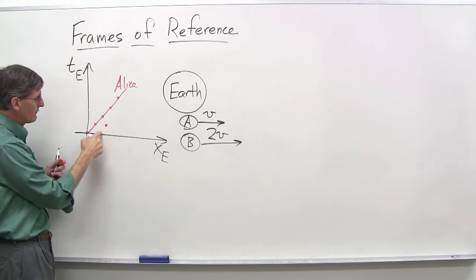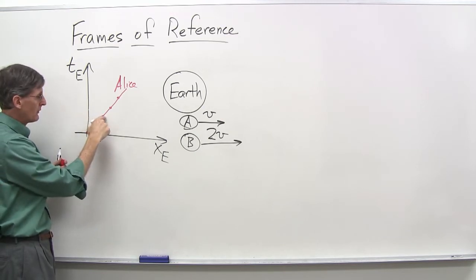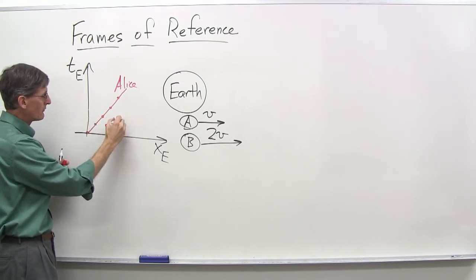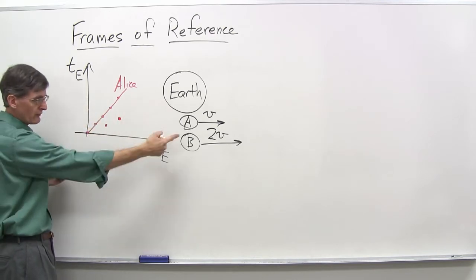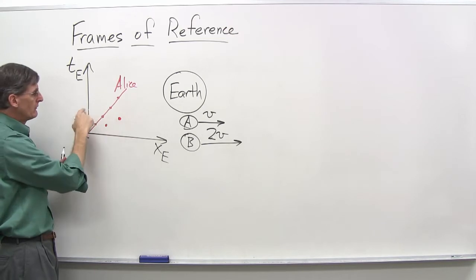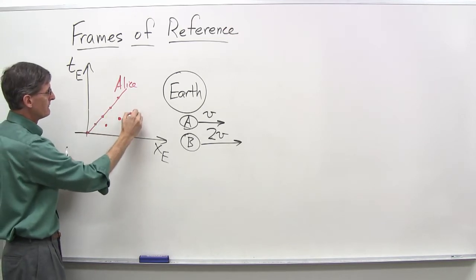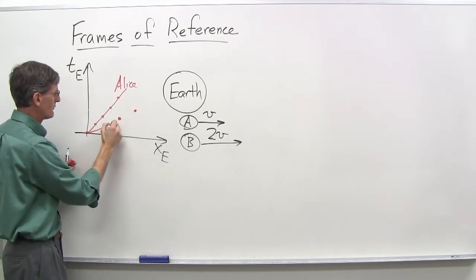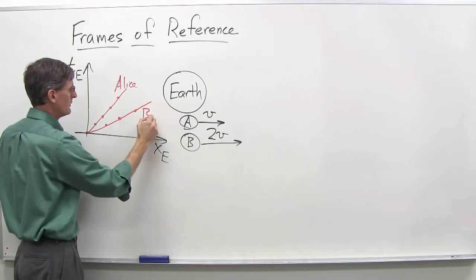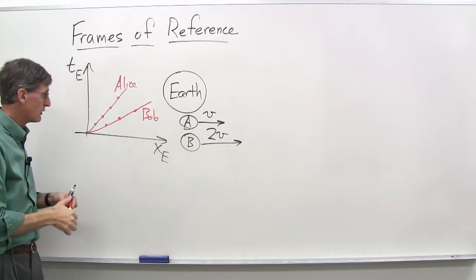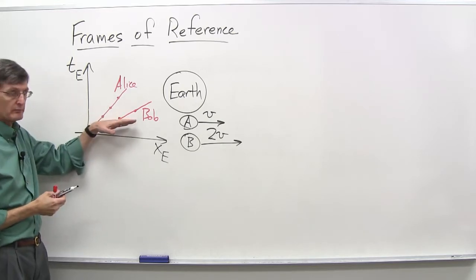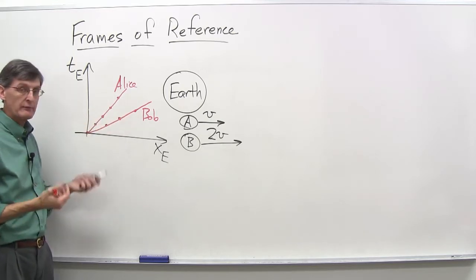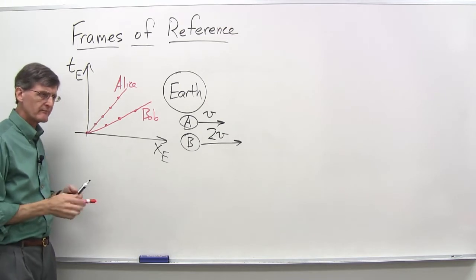When Alice has gone this far, at this time, Bob has gone twice as far. So he's about right there. And at this time, when Alice has gone this far, again, he's gone twice as far. He's going twice the velocity. So it'd be maybe about right there, and so on and so forth. So this would represent Bob, his plot in the space-time diagram, and lower slope means faster velocity. So that'd be the Earth perspective.